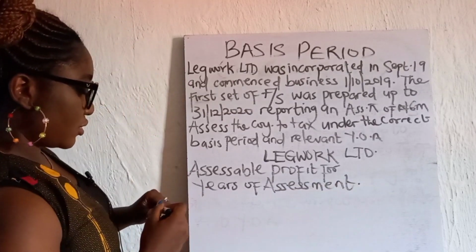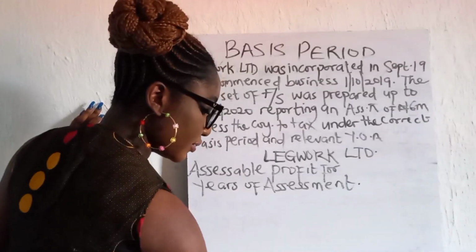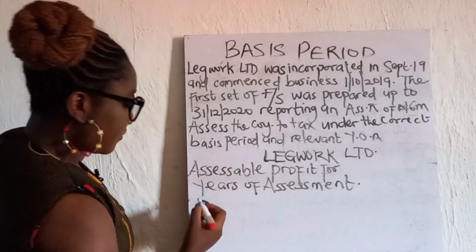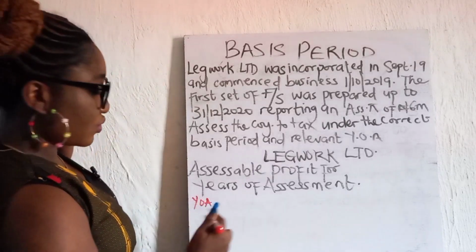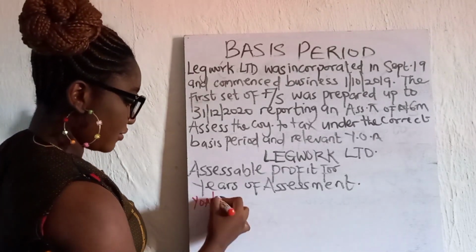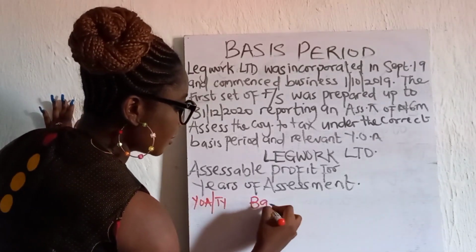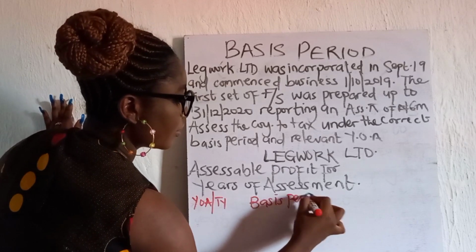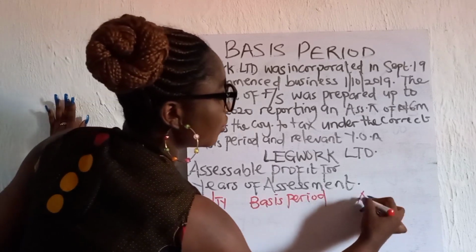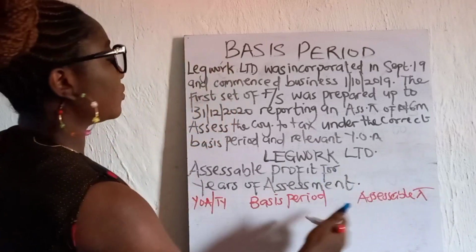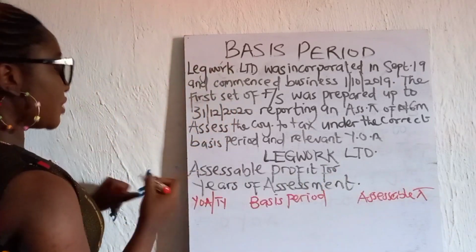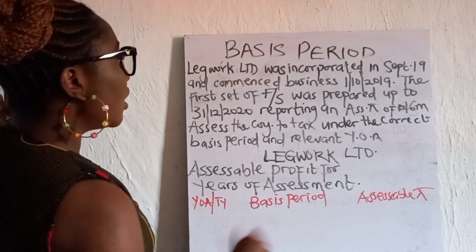Okay. So let me use a clearer marker. So you start from your year of assessment. This year of assessment is also called tax year, right? Then you have your basis period here. So we're already solving, and then you have your assessable profits here. So okay, so pi means profits in economics.